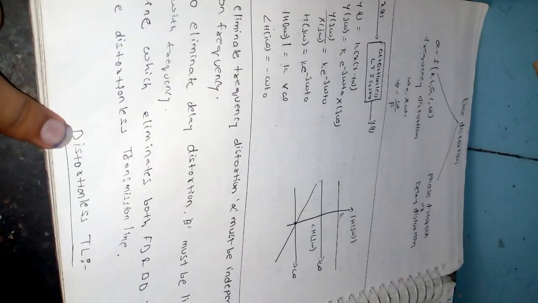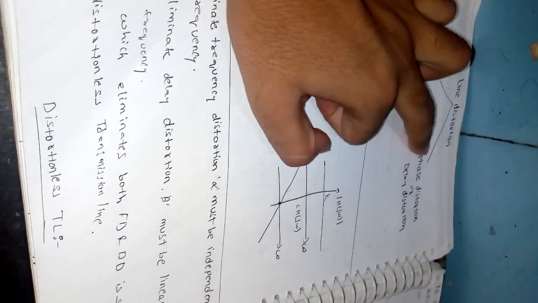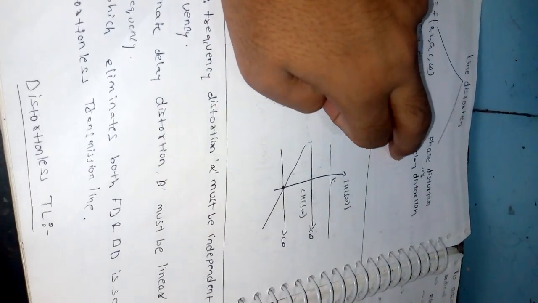A line which eliminates both frequency distortion and delay distortion is said to be a distortionless transmission line. What is a distortionless transmission line? One which eliminates both frequency distortion and delay or phase distortion. For frequency distortion, alpha must be independent of frequency. For delay distortion, to remove it, beta must be linear with the frequency.